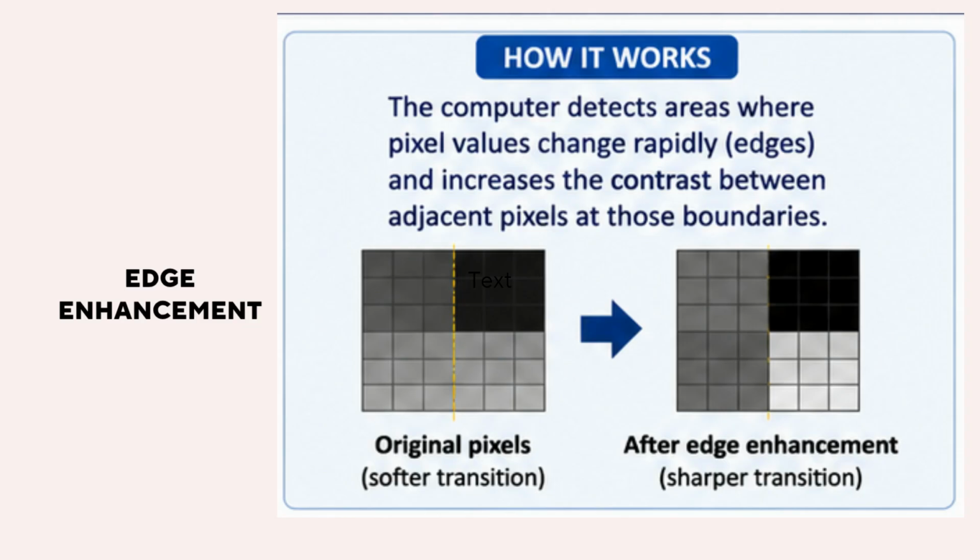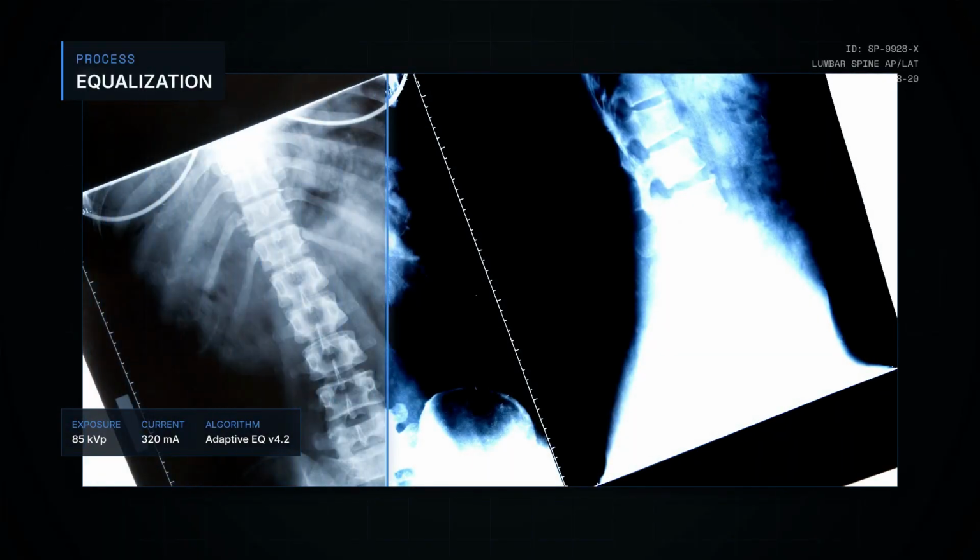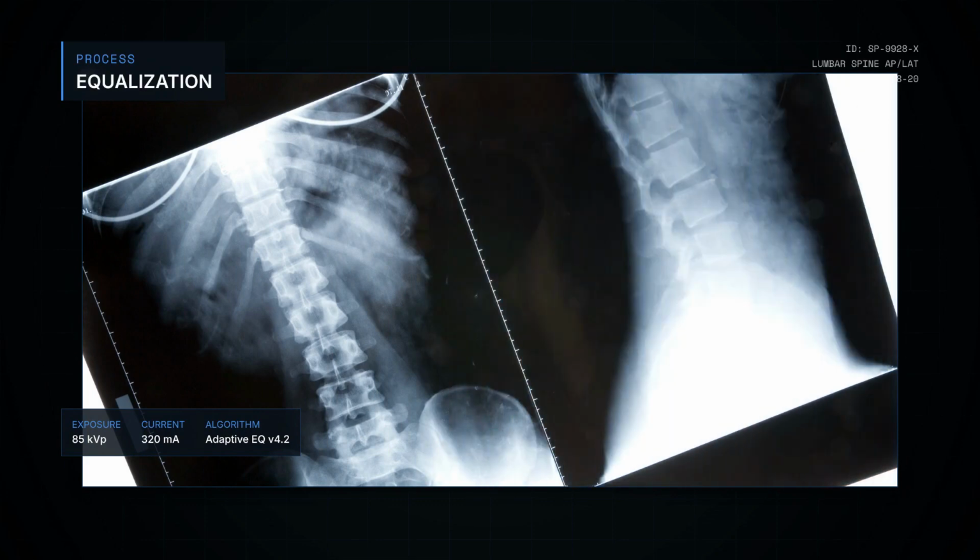The computer identifies areas where pixel values change rapidly. These represent edges, and the computer increases the contrast between adjacent pixels at those boundaries. Edge enhancement improves perceived sharpness, not the actual spatial resolution of the acquired image. Equalization, or dynamic range compression, ensures that both dense bones and soft tissues are clearly visible in a single image.